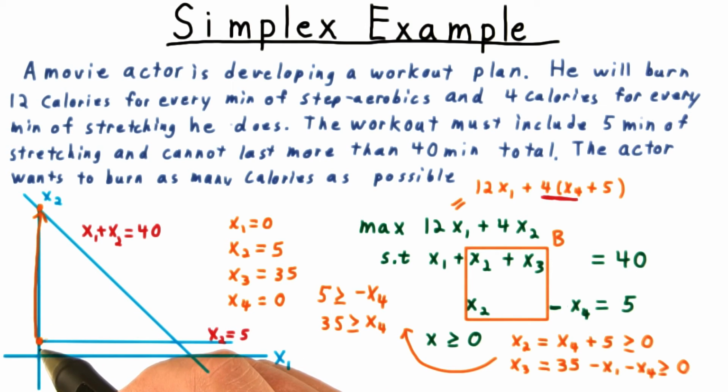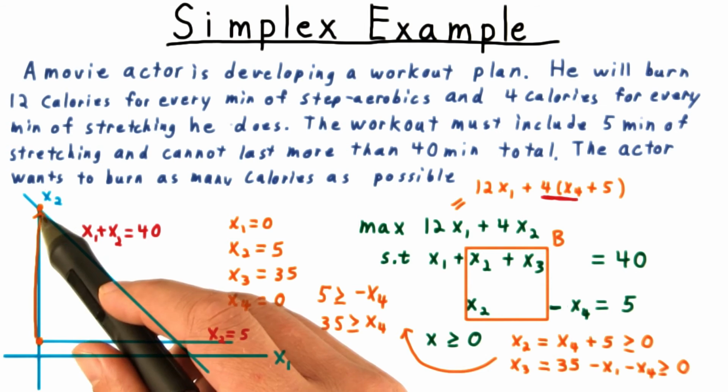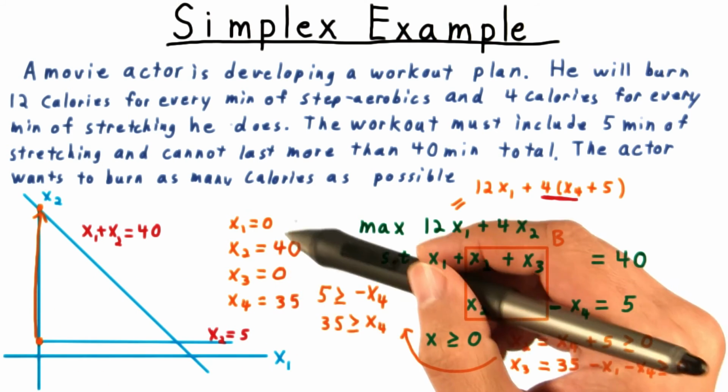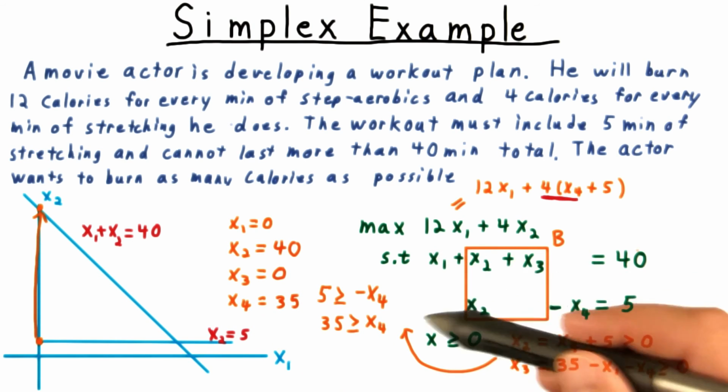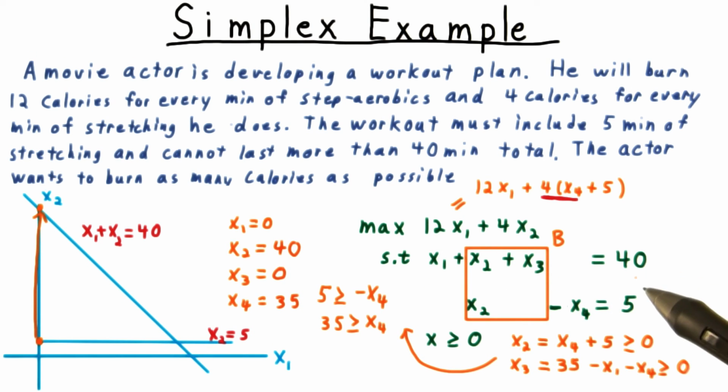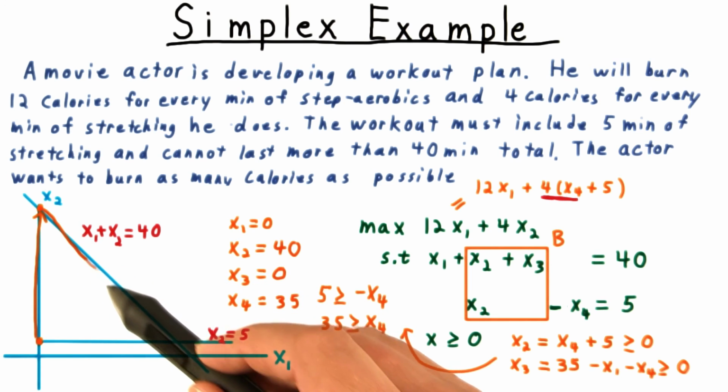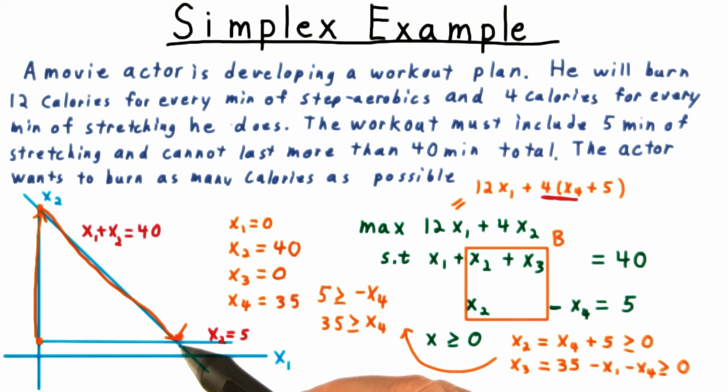Graphically, this corresponds to moving from this point down here to this one up here, with these being the new values for my x variables. And then I would repeat this process for the new basis, and eventually come down this edge here to the optimal solution.